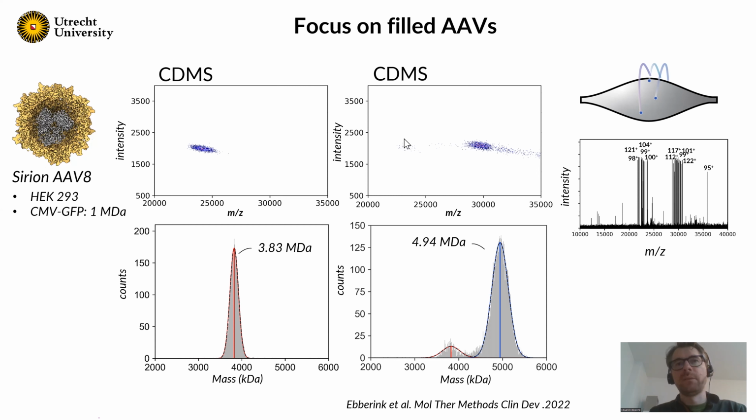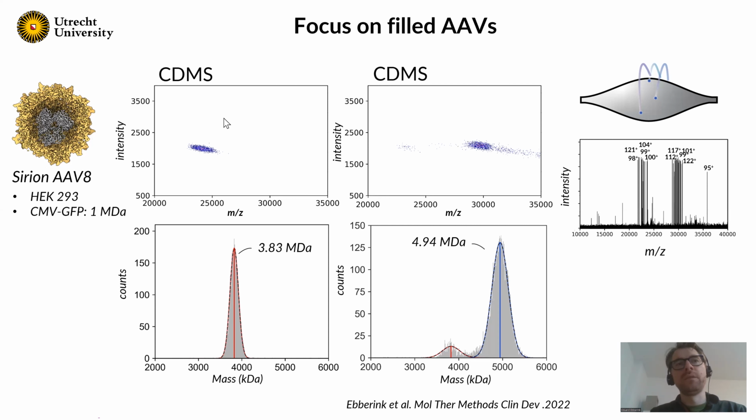In intensity, they are similar to the empties. So basically, they carry the same amount of charges, but they are just heavier. They contain more weight, which makes sense. In the mass histograms, we can see this as well. We see a main population with a mass of about 4.9 megadalton. There's also still a little bit of particles left that are not containing a transgene, which are basically empty.